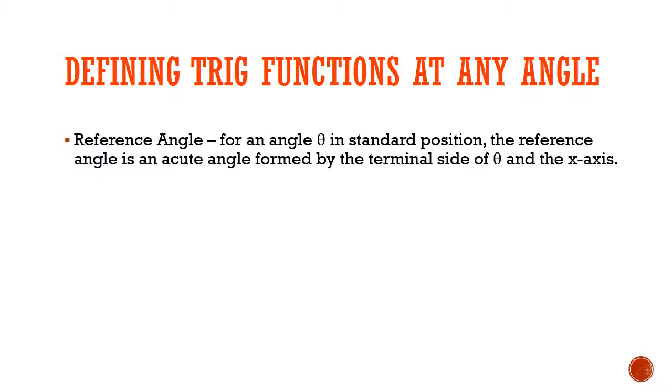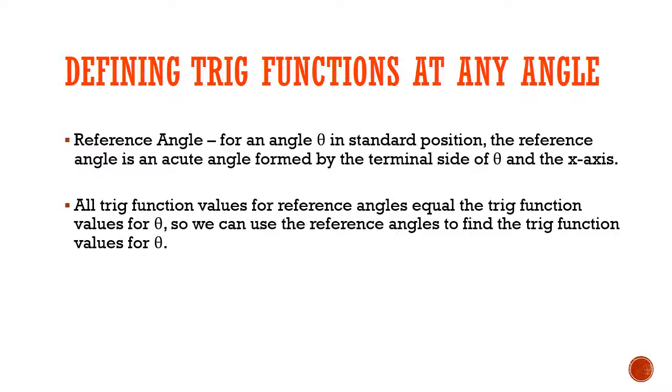Now let's talk about reference angles for a minute, because doing the triangle thing is really great if your angle's in the first quadrant. But what if it's not in the first quadrant? What if you have a 150-degree angle? How do you make a right triangle out of that? Well, what we do is we use what's called a reference angle. For an angle theta in standard position, the reference angle is an acute angle formed by the terminal side of the angle theta and the x-axis. All the trig values for the reference angle equal the trig values for theta.